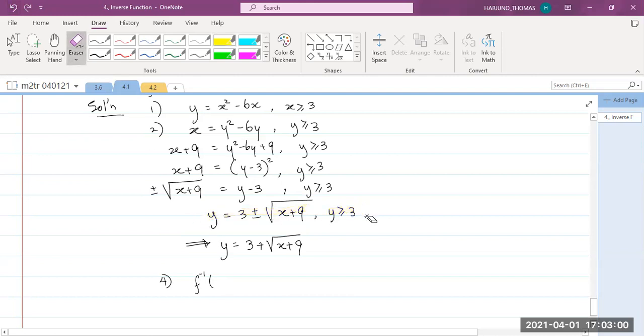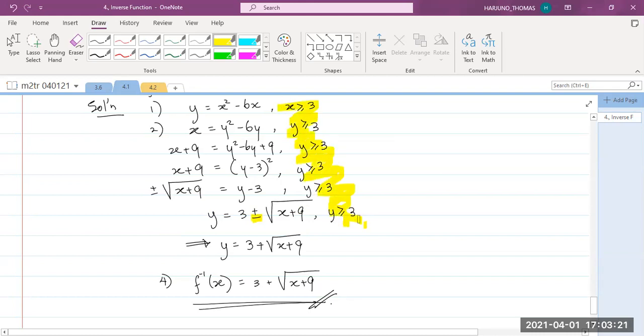So f inverse x is now equal to 3 plus the square root of x plus 9. Now, you won't be able to eliminate the negative part if you didn't follow this. So you have to write this all the way.